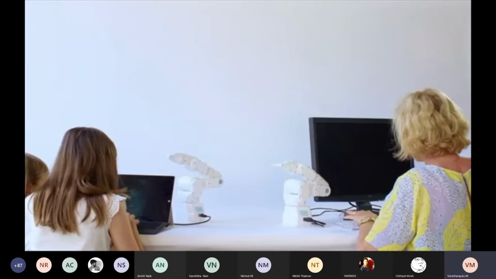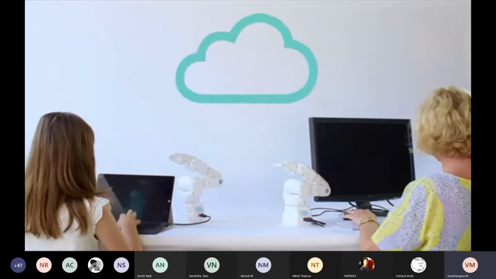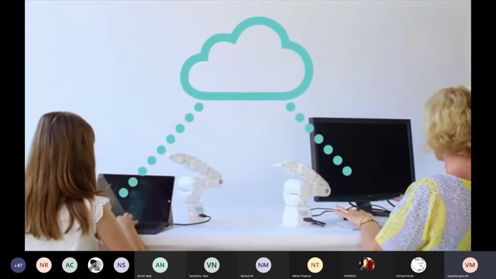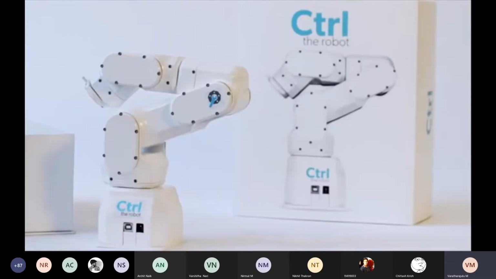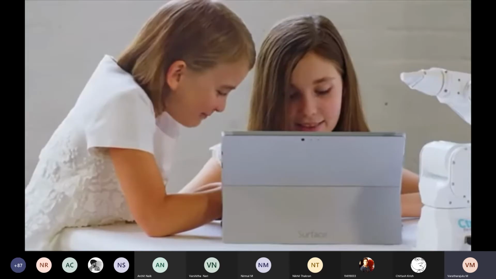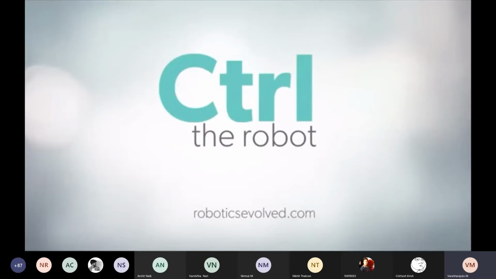All users will be able to write their own applications and share the code globally, creating a database of Control the Robot programs. From creating a miniature factory for your business to raising the next generation of genius inventors, Control the Robot means anyone can now control a robot.